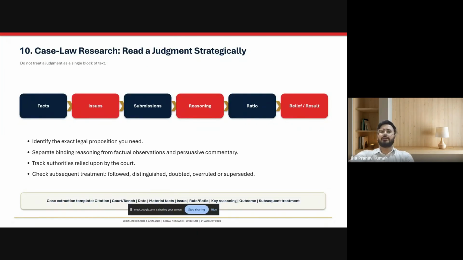You need to be very clear with your facts, very clear with the issues which you are lining up and you are going to fight on. Your submissions have to be very specific. You cannot hide behind the bush. You have to have very solid reasoning and the ratio on which you are basing your reasoning, right? And then you need to be very clear with your prayer, which we also call a relief or result.